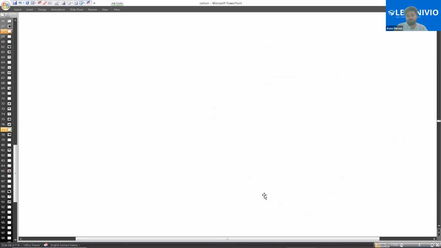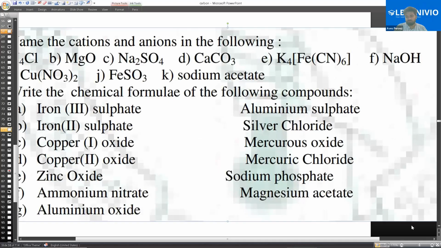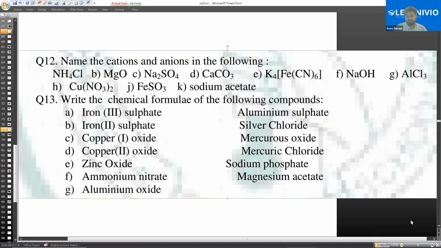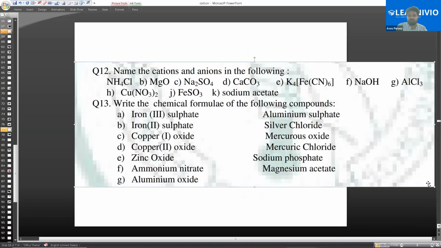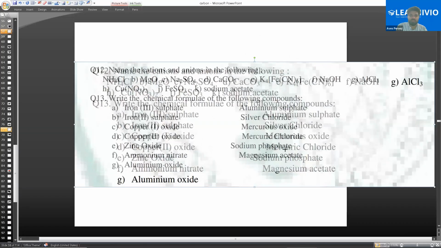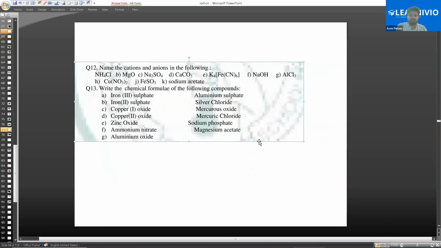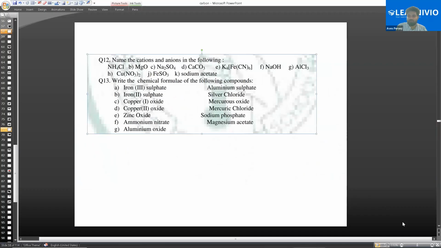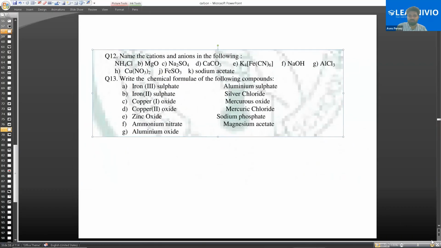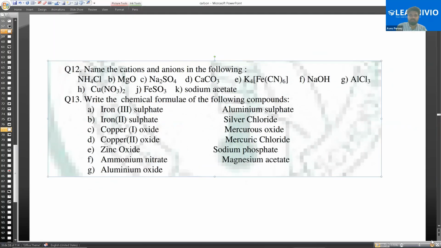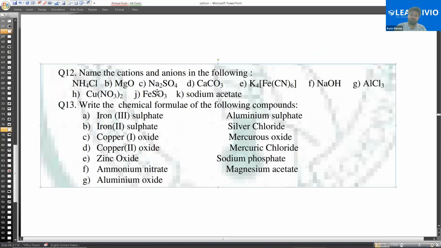Okay. Here are the two questions. Start writing the molecular formula and the names of these. First, you write the names of the above one, only the names. Okay, not the cations and anions. Write the name of this compound and also indicate which is cation and anion.